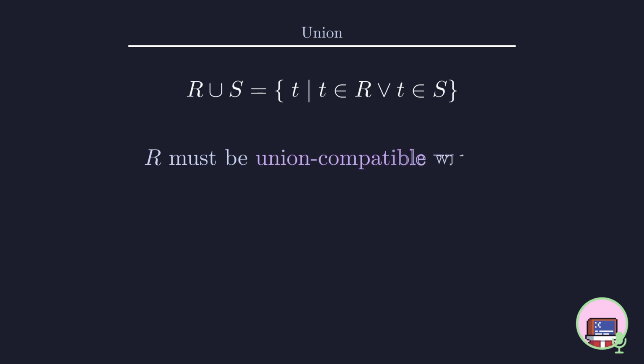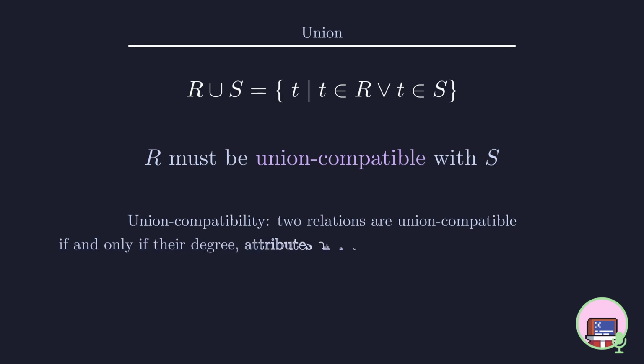The first binary operation is the union, already defined in set theory. The union of R and S is defined as a set of all elements T such that T is in R or T is in S. Relational algebra's union operation differs from traditional set theory, however, because R must be union compatible with S for a union to be possible. Two relations are only union compatible if their degree, attributes, and associated domains are the same.